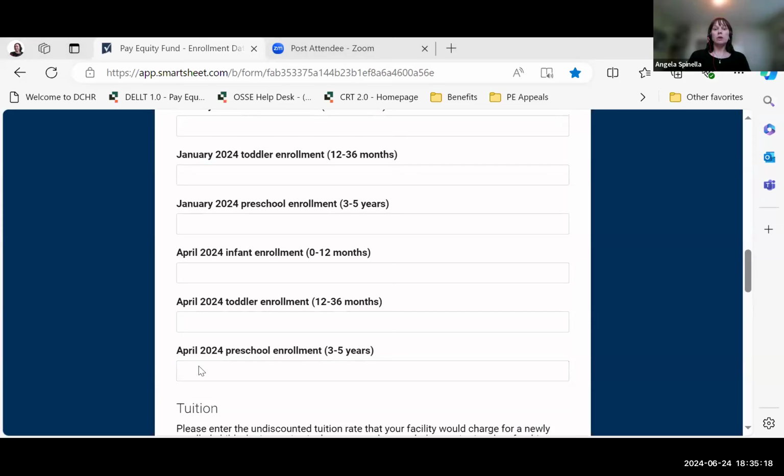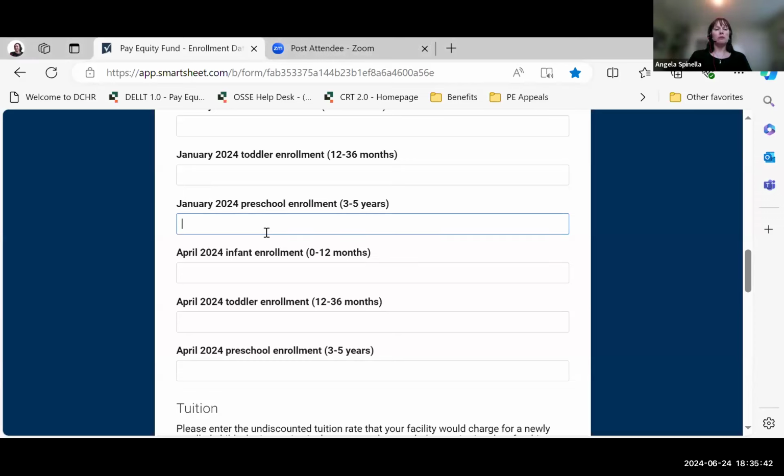Please be sure you enter the enrollment data for each of the age groups as specified: infant enrollment, toddler enrollment, and/or preschool enrollment. List the number of children enrolled for the selected quarter by age group. If you do not serve one of the groups, you are not required to enter information into this group's field and should leave it blank.